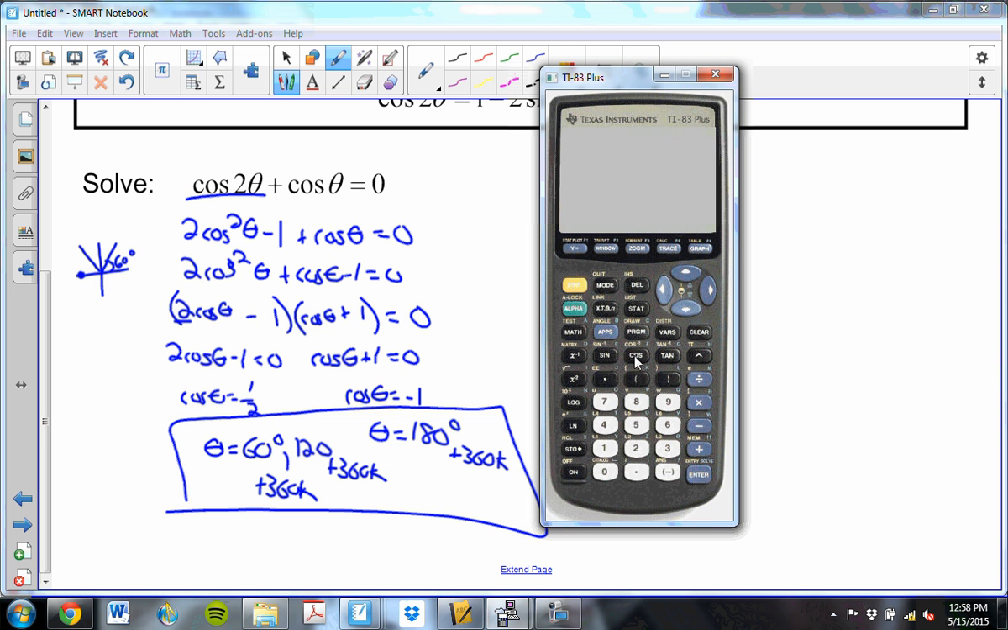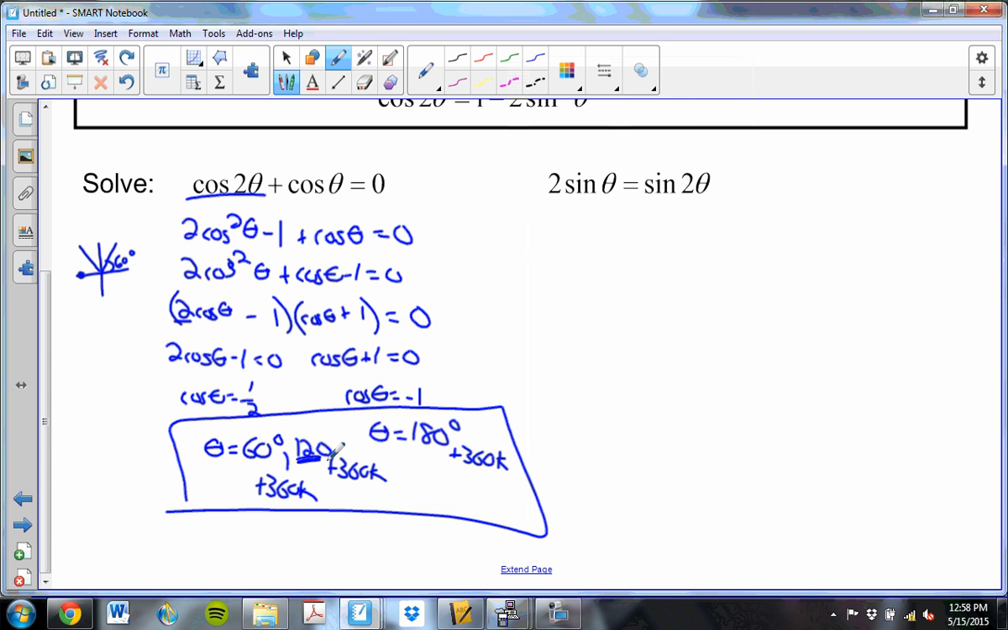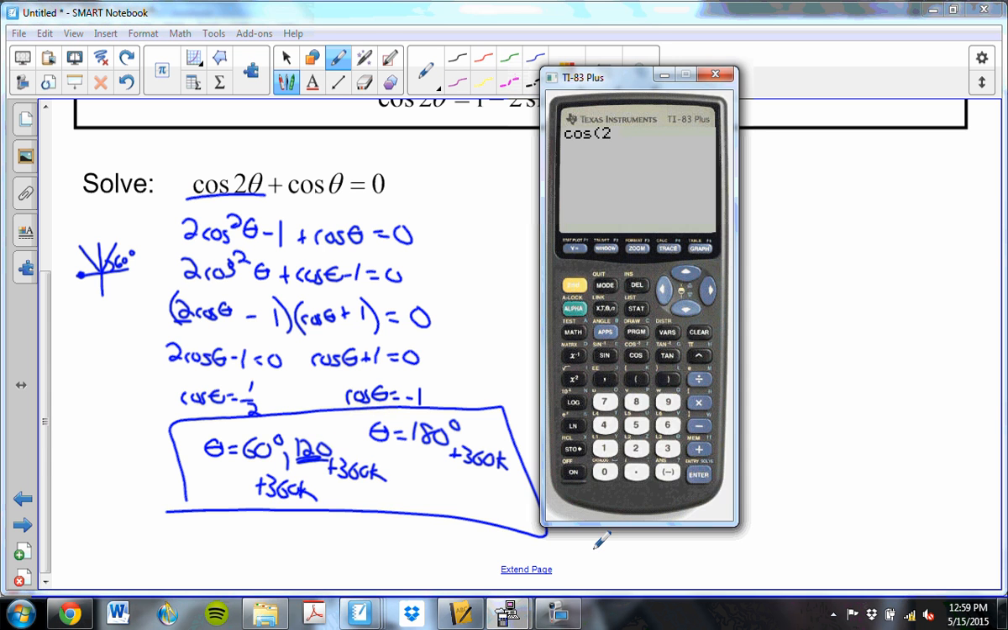If I wanted to check, I can now check this on my calculator. I can do the cosine of 2 times theta, and I'll plug in this 120 just to check. So 2 times the cosine of 2 times 120 plus the cosine of 120 should hopefully come out to 0. And it doesn't. Why on earth not?